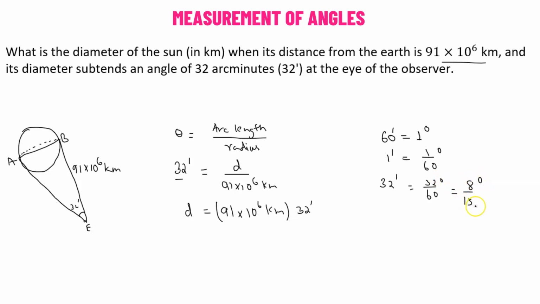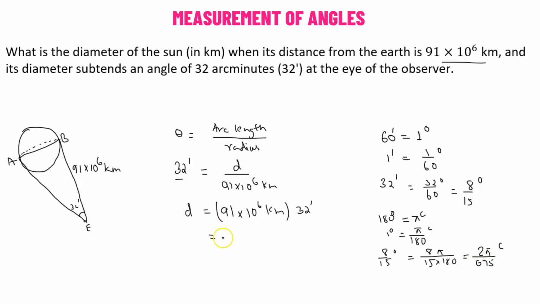Now that we have it in degrees, we can convert it to radians, because we know that 180 degrees corresponds to pi radians. So 1 degree would correspond to pi over 180 radians. So 8 over 15 degrees corresponds to 8 pi over 15 times 180, which is going to be, in radians, simply 2 pi over 675 radians.